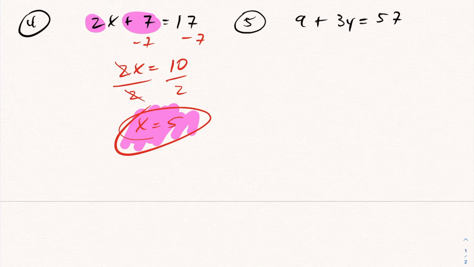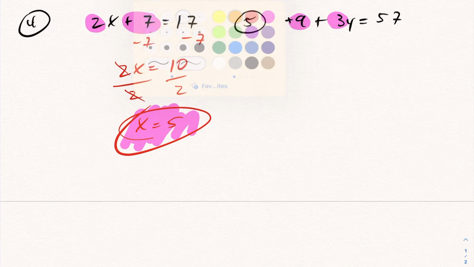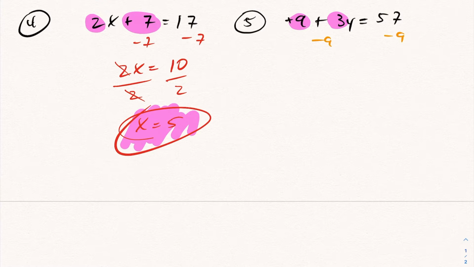Okay, so this question here, we have 9 plus 3y equals 57. Again, I want to get rid of the 9 and the 3. And I want to bring that over to the other side of the equation. So the operation in front of that 9 is actually a positive. So to undo that, we have to subtract 9 on both sides. And you get 3y equals 57 minus 9, which is going to be 48.